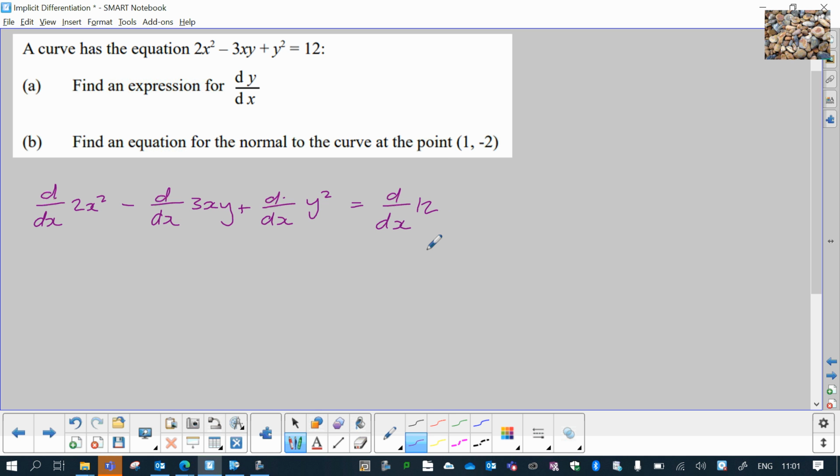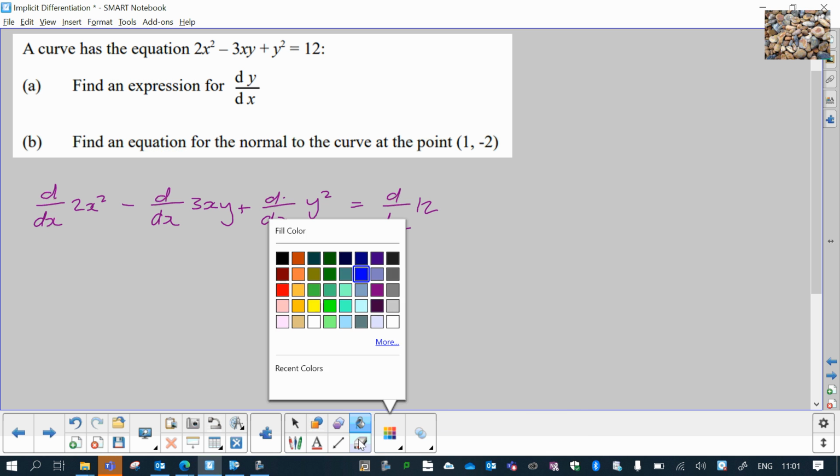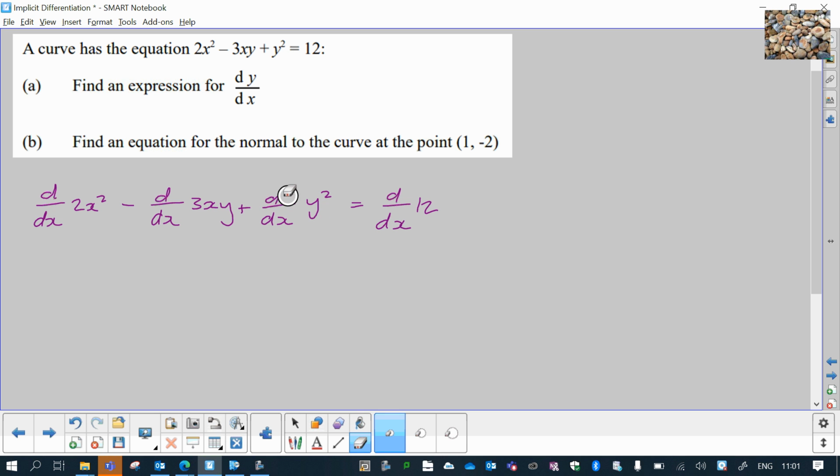Now, I should say, it's not required to write d by dx of each term as you go. The reason I'm doing it just for now, and it's not even something I do in my work, if I'm completely honest, is because I want to draw attention to some of the terms that we've got, and in particular this one, the 3xy. Because we know how to differentiate 2x squared, we know how to differentiate y squared now, differentiate as normal, multiply by dy by dx, but this 3xy could prove problematic.